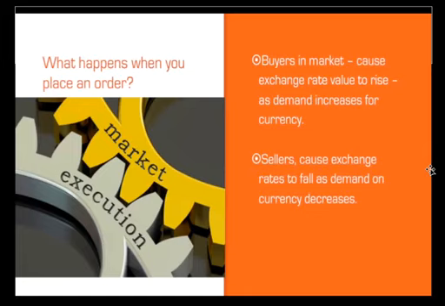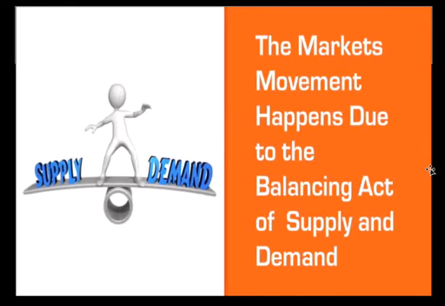Okay? Now notice something. This market is simply operating on the basis of supply and demand. The market movement happens due to the balancing act of supply and demand. When there are too many buyers, automatically the market price will keep increasing. And then when there are too many sellers, the market price will keep dropping.